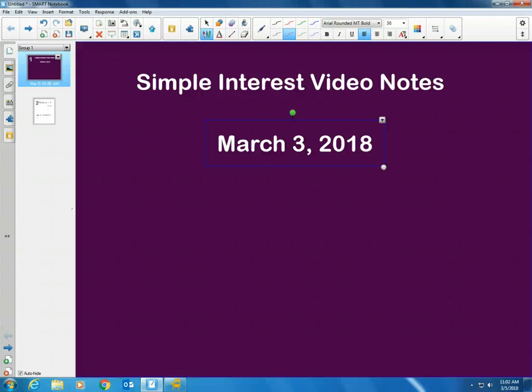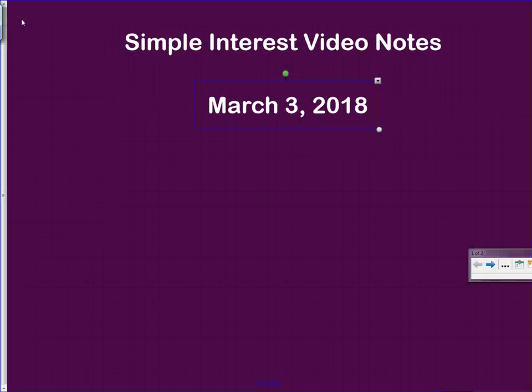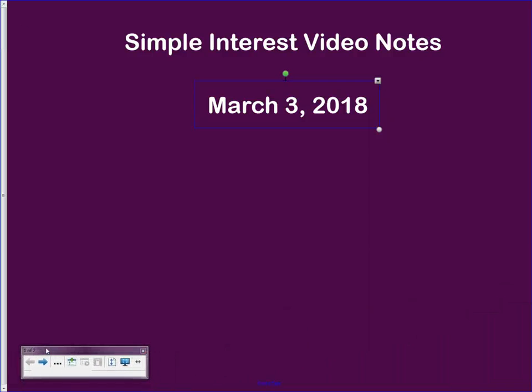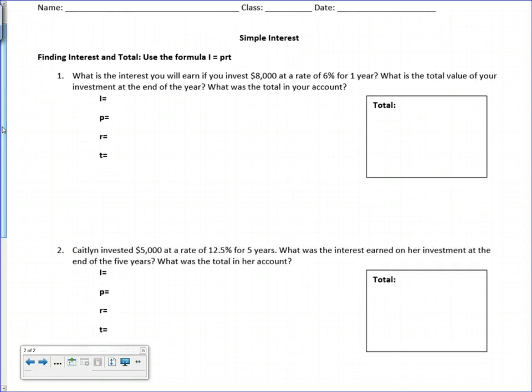Okay, these are your simple interest video notes. So we are going to start our simple interest unit by learning how to calculate interest and find the total amount in your account. So start over here, and before we start, let's just talk about what interest is.